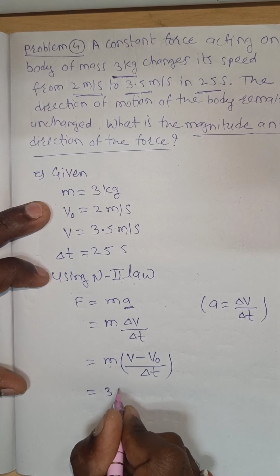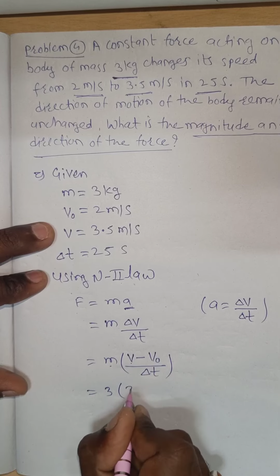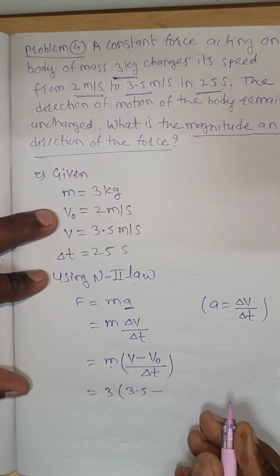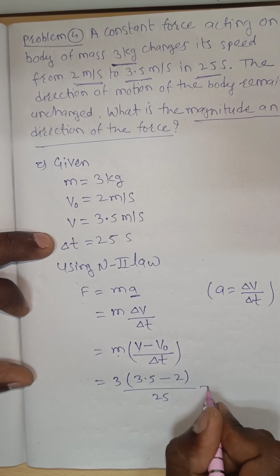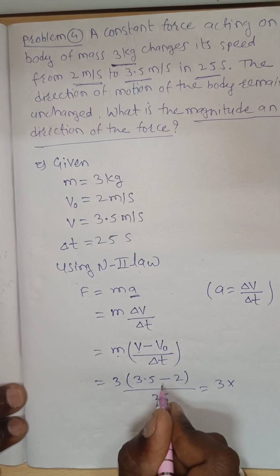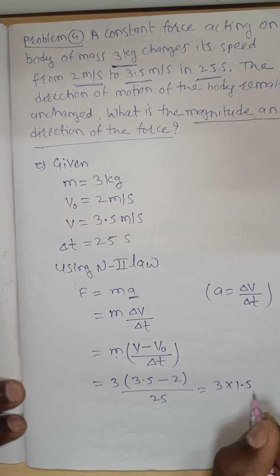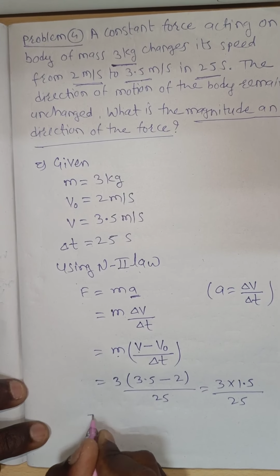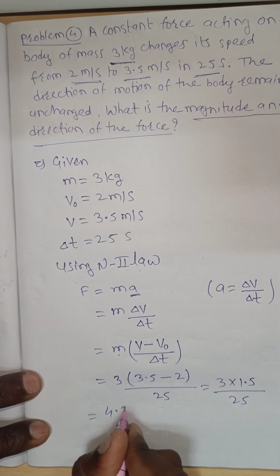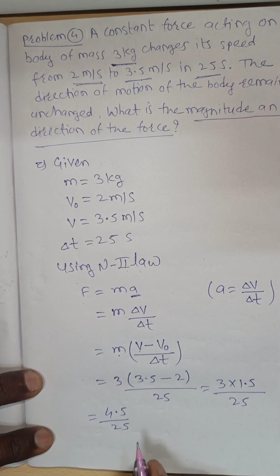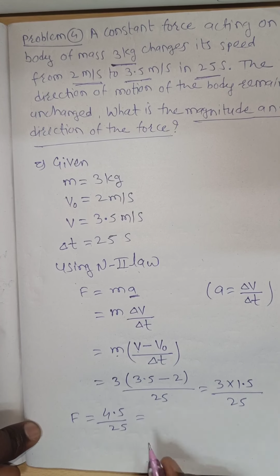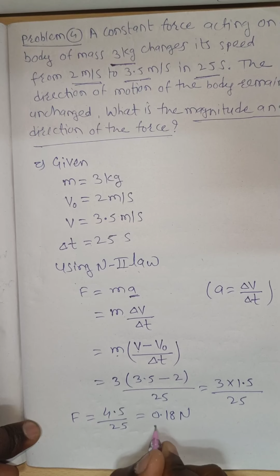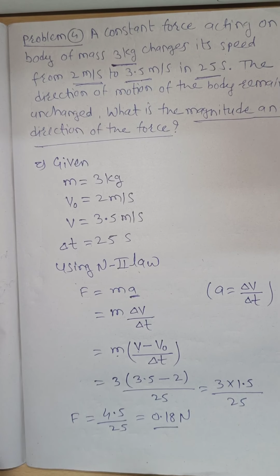m is 3 kg, into final velocity 3.5, minus initial velocity 2, divided by delta t, which is 25. Therefore this is 3 into (3.5 minus 2), which is 1.5. 3 into 1.5 divided by 25. 3 into 1.5 we get 4.5, divided by 25. Therefore the force acting on that object is 4.5 divided by 25, we get 0.18 newtons. Therefore, the magnitude of force is 0.18 newtons.